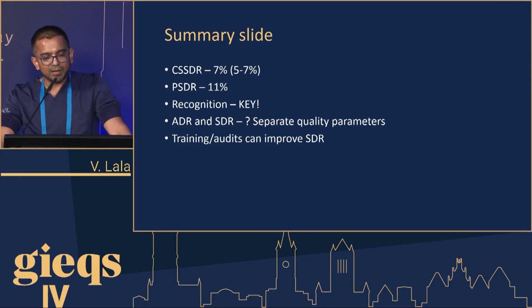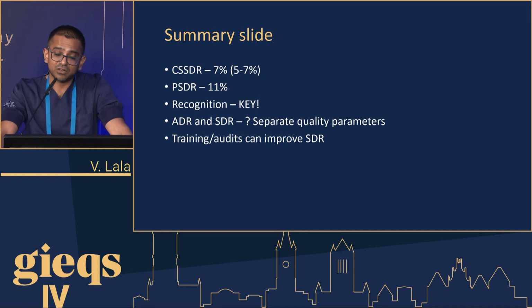So in summary, clinically significant sessile detection rates vary across the literature, but most studies use a benchmark of 7%. Proximal serrated detection rates of 11%. Recognizing these lesions is key. And I don't think we should be correlating ADR to SDR. In my opinion, I think they're separate quality parameters. So I don't think SDR should replace ADR, but rather should be a complementary KPI when auditing ourselves. And certainly training and audits can improve detection rates.